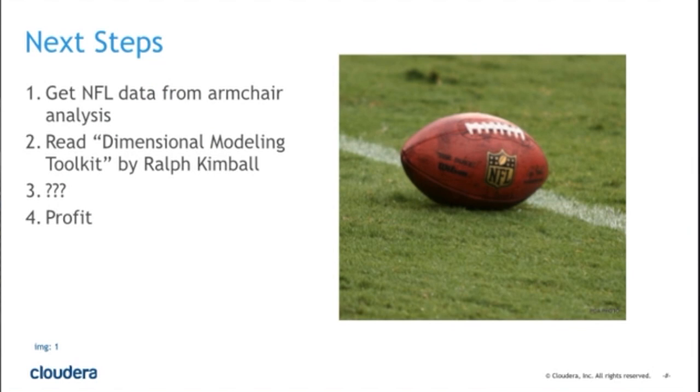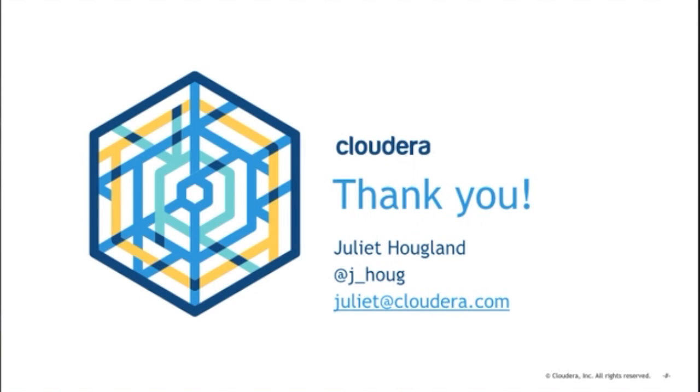So, given that you're really pumped up to go win at fantasy football and or supernova schema modeling your complex event histories, what are your next steps? If you're on the football track, then you should get some NFL data from armchairanalysis.com. You should definitely read Dimensional Modeling Toolkit. You should probably think about it and figure out a plan, and then profit. You're welcome. Ask me for business plans anytime. Thank you.